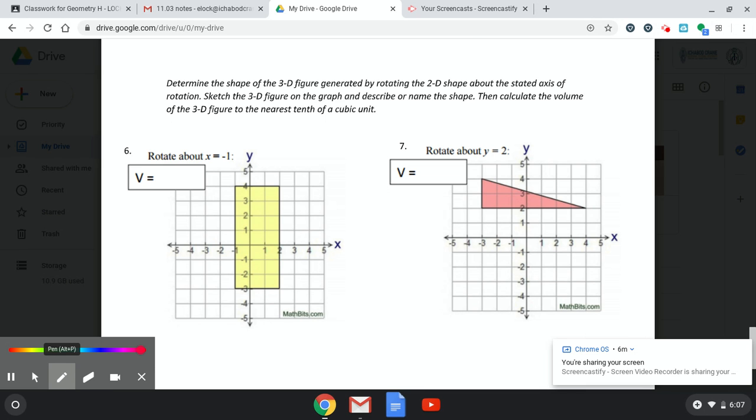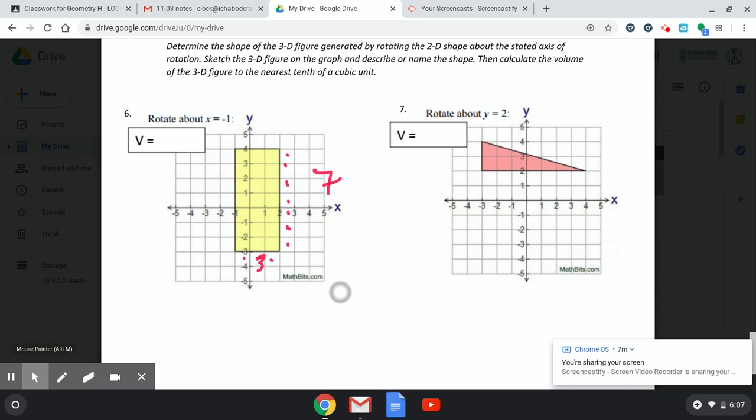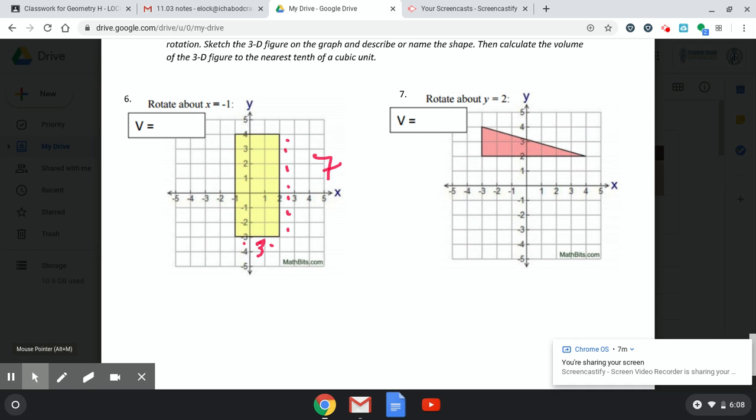So looking here at this rectangle, that rectangle isn't just staying on the sheet. It does go 3 boxes over and 1, 2, 3, 4, 5, 6, 7 boxes up. But that 3 and 7 is actually going to be measurements to find the volume of the shape. So we're going to sketch this as if that rectangle is rotating around an axis of x equals -1.